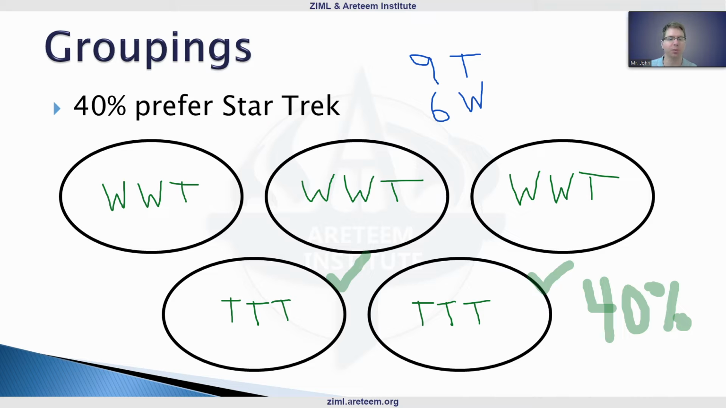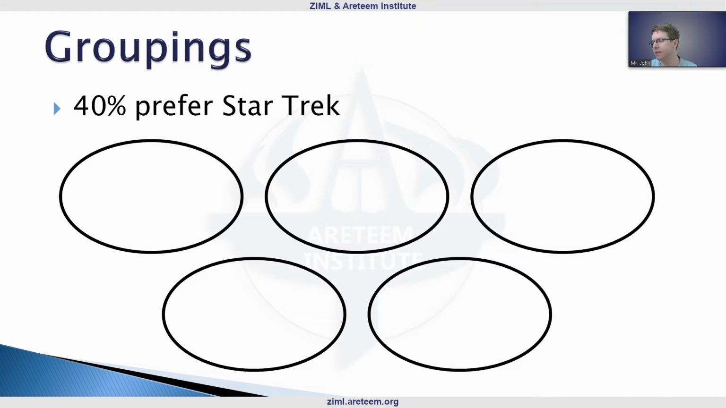In the other groups, there's 1 Star Trek, 2 Star Wars fans, and here we have our 40% result in this case. So this is where we can see the way you do this grouping matters a little bit in this scenario. Okay, so let's keep in mind our 9 Star Trek, 6 Star Wars. We're going to use that for the rest of this video quick as well.